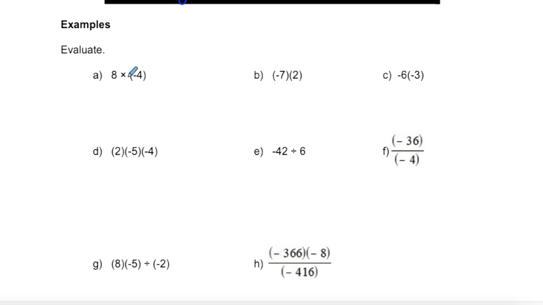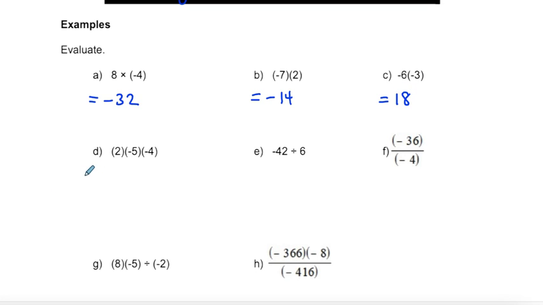Part A says we need to multiply positive 8 times negative 4. These are different signs, so the answer is going to be negative, and 8 times 4 is 32. For part B, negative 7 times positive 2, it's one of each, so it's a negative answer, and 7 times 2 is 14. For part C, I'm multiplying negative 6 by negative 3. They both have the same sign, so my final answer is going to be a positive value, and 6 times 3 is 18.